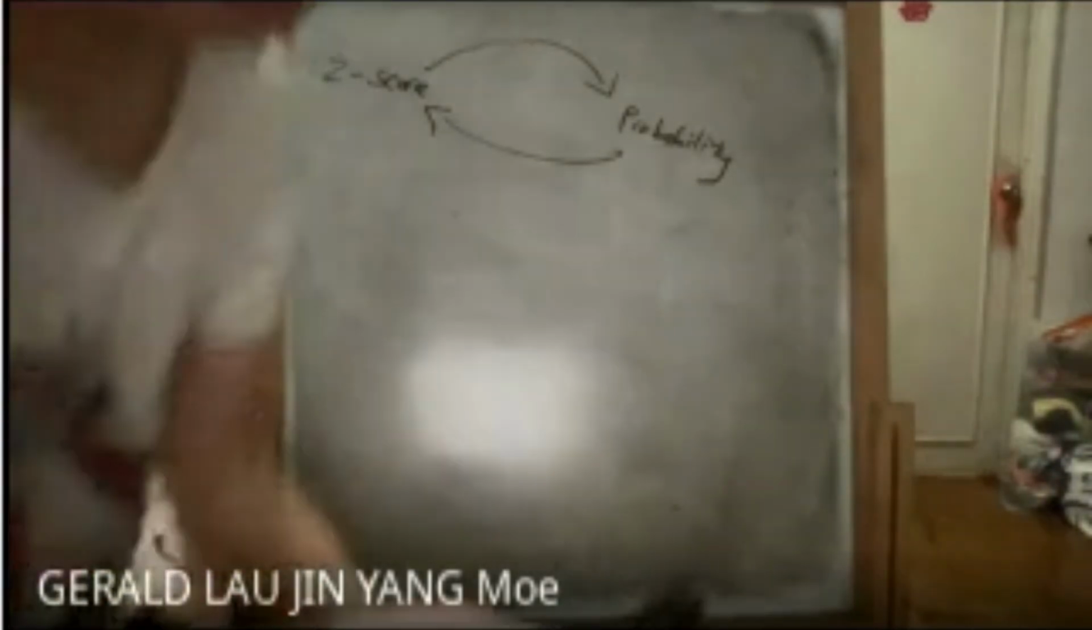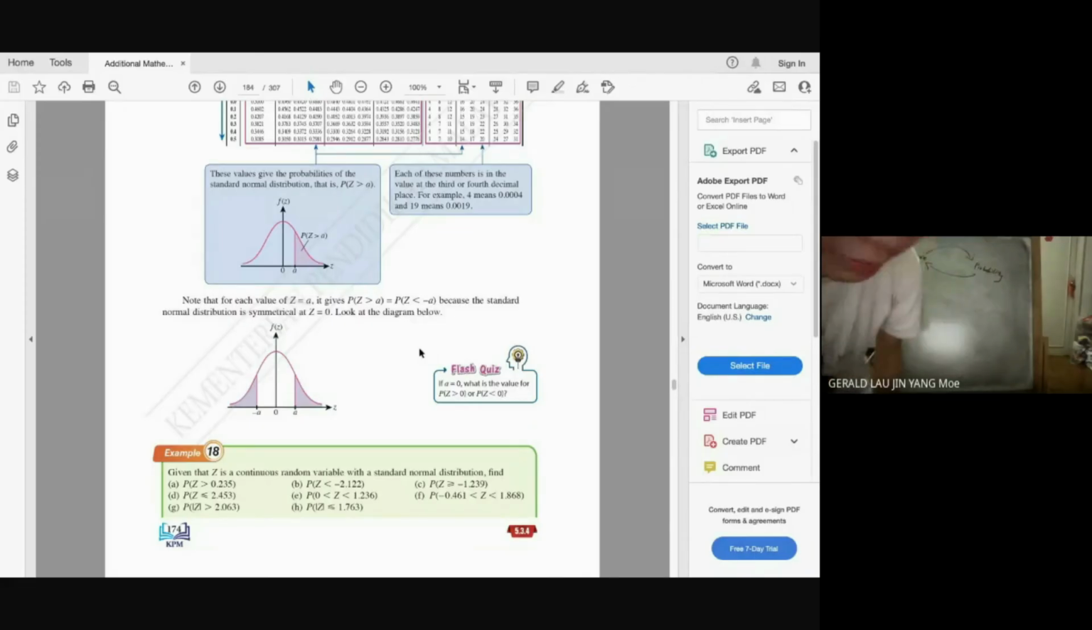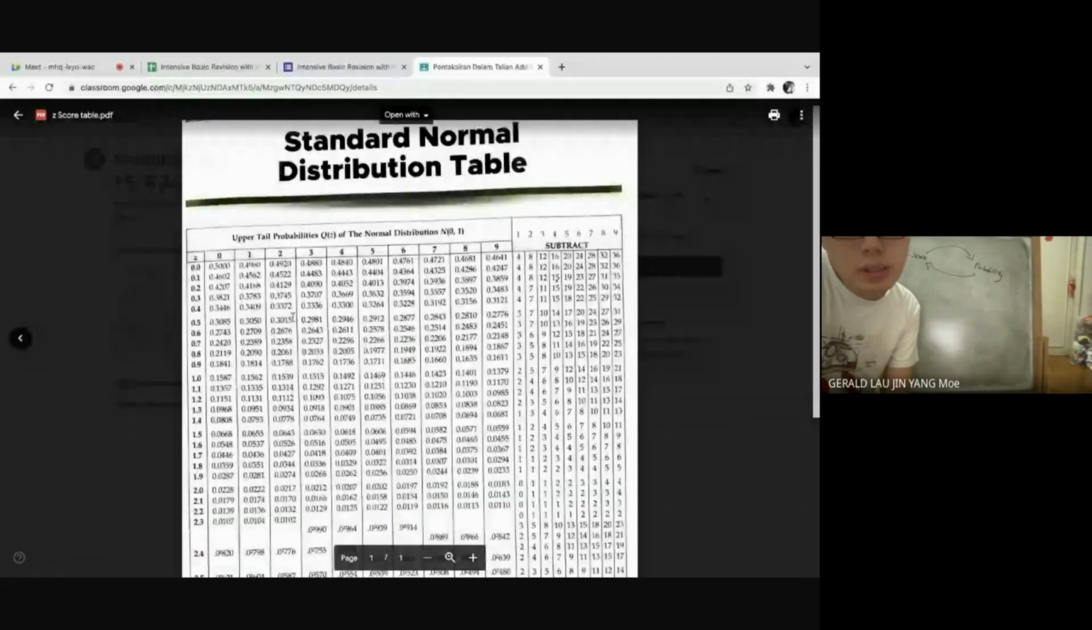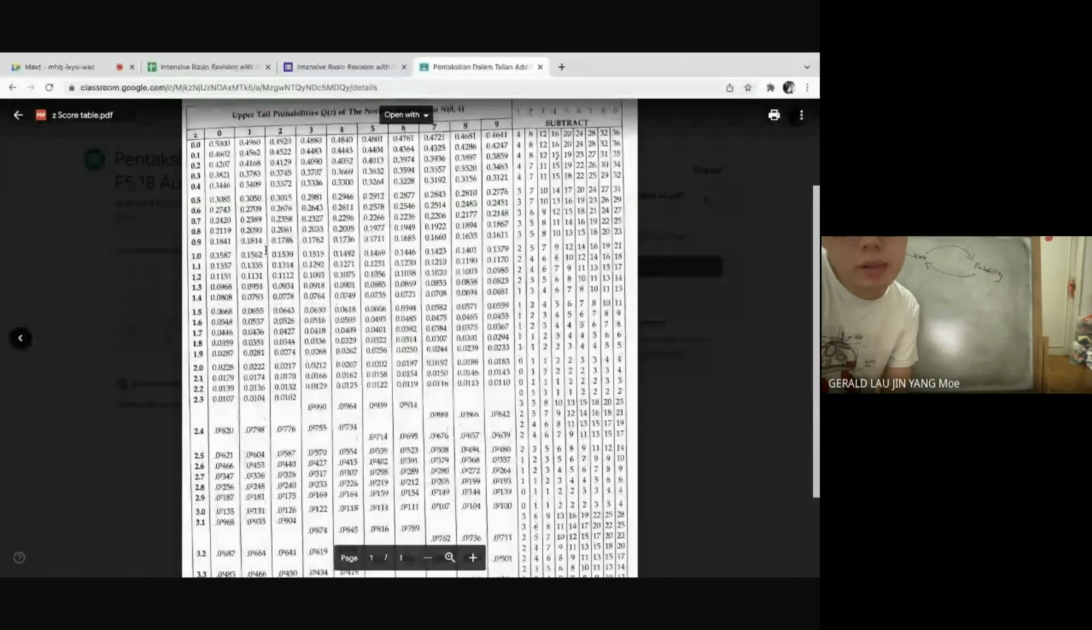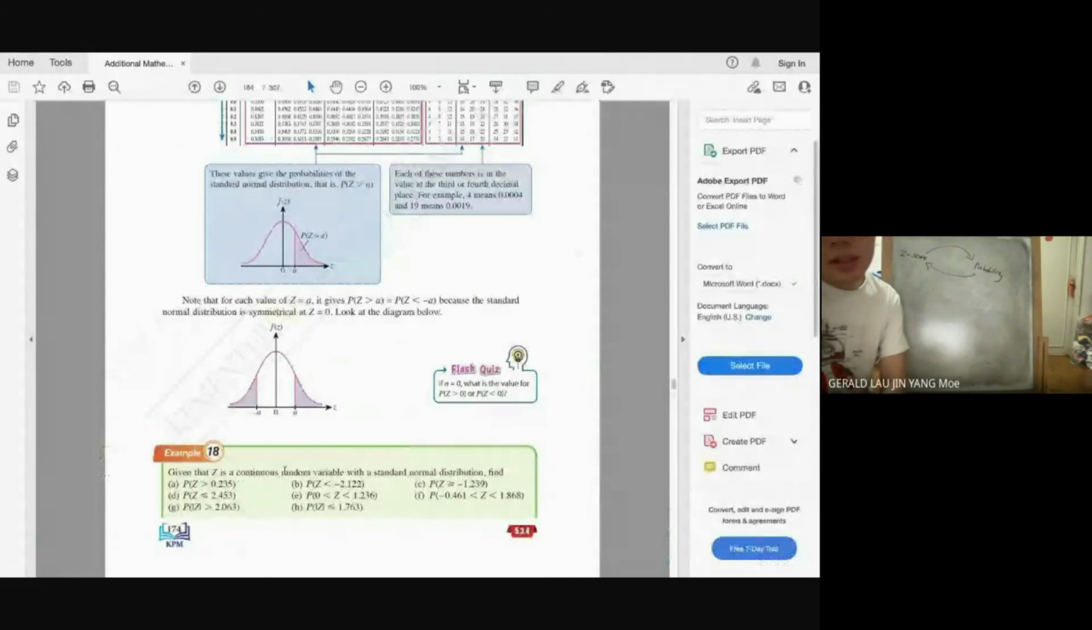Let's take out your z-score table. Let me share the z-score table. Give me a second. So this is your z-score table. Given that z is a continuous random variable with a standard normal distribution, find the probability of z. I will teach you two methods. When you want to find the probability from the z-score, there are two methods. One is using the z-score table. The second method is using a calculator.